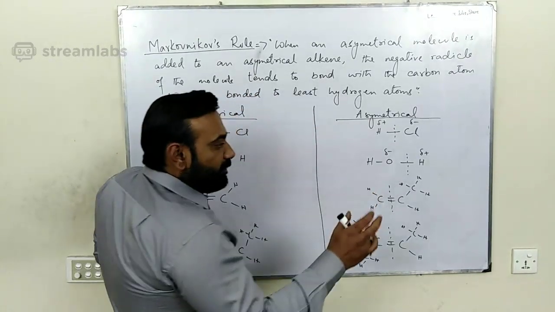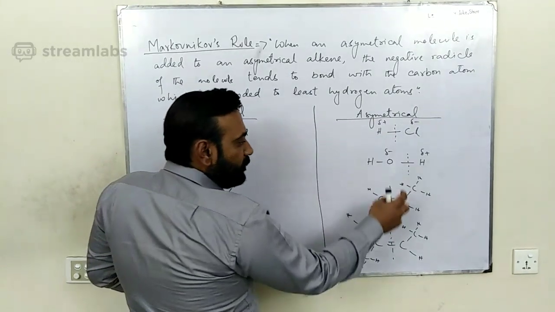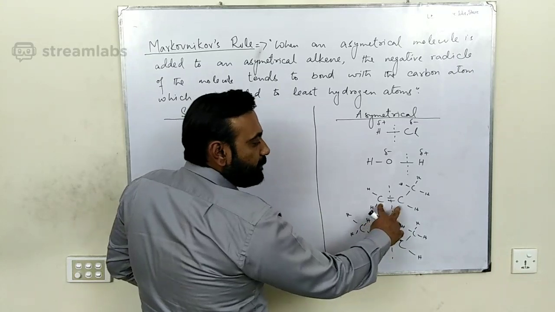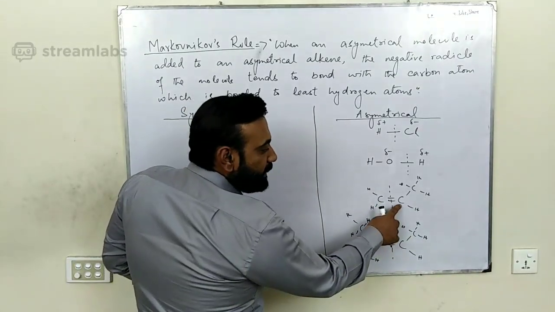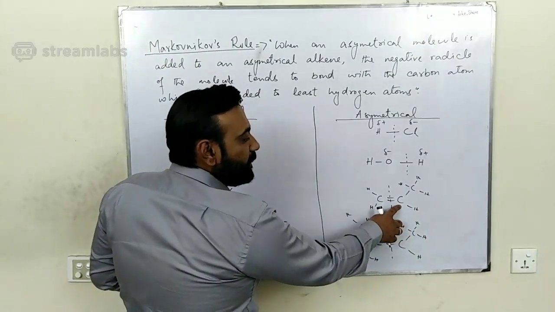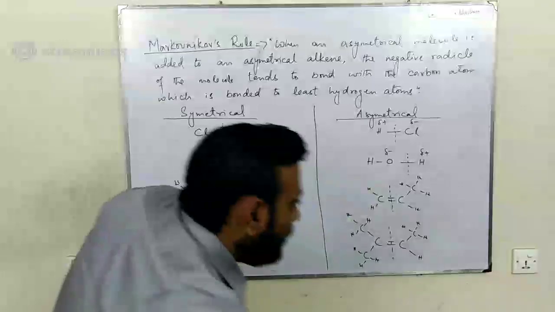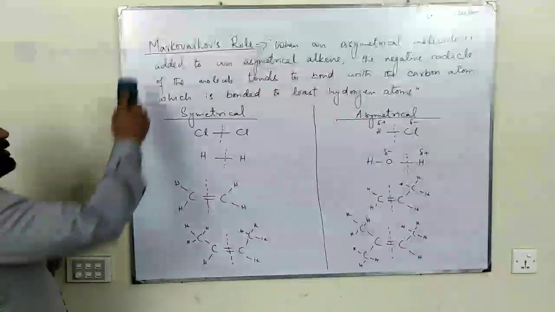Now we know whenever addition is taking place, one of the radicals is going to form the bond with this carbon and the other one with this carbon. But this carbon has, that means, let's take a proper example of this type of reaction.